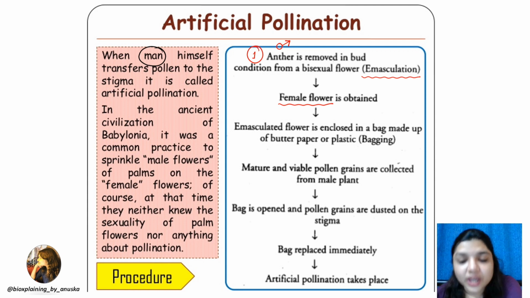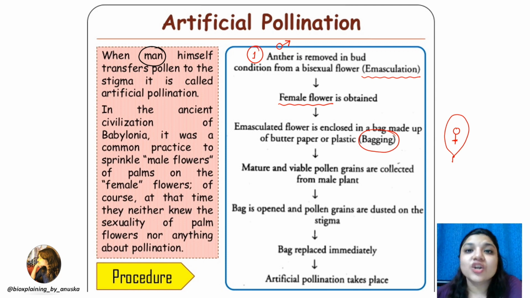So what we do is, this emasculated female flower is then bagged. This step is known as bagging. That means the female flower that we have is covered in a plastic bag. Why is it covered in a plastic bag? So that any kind of pollen grains cannot come and pollinate it naturally. We do not want natural pollination to occur. So we have well protected this female flower in a bag, right?